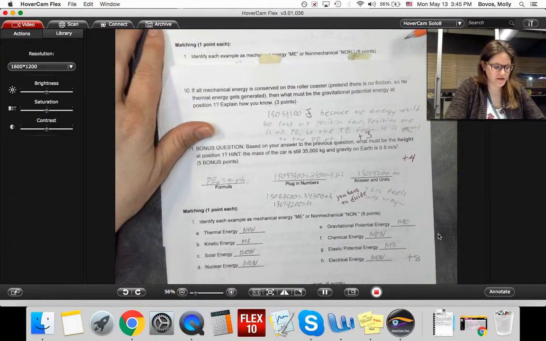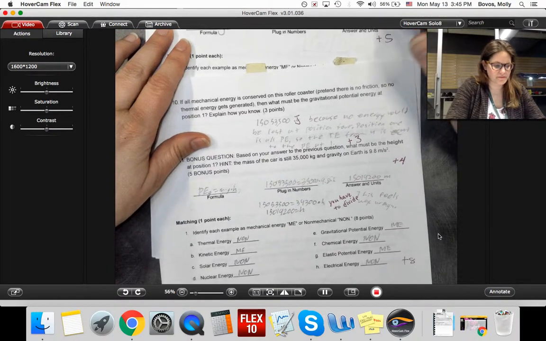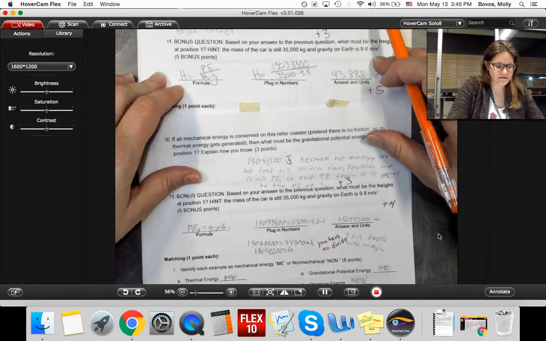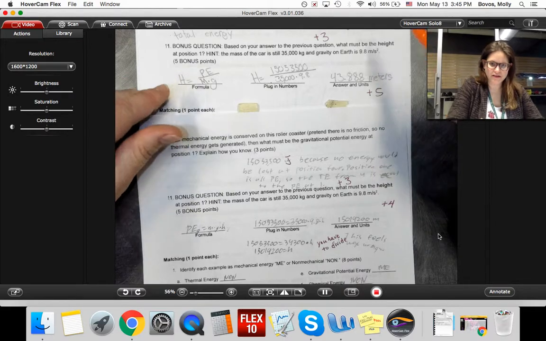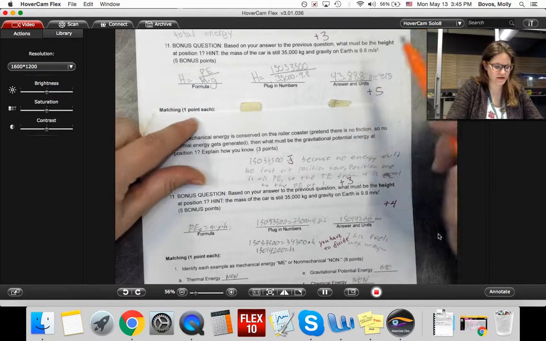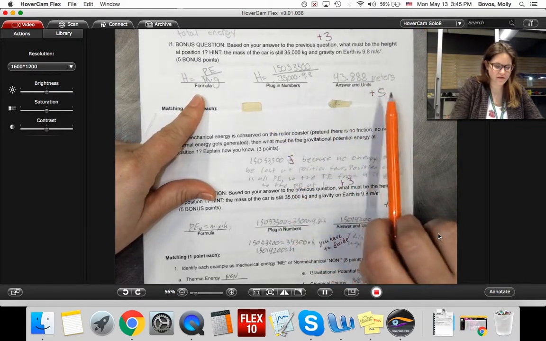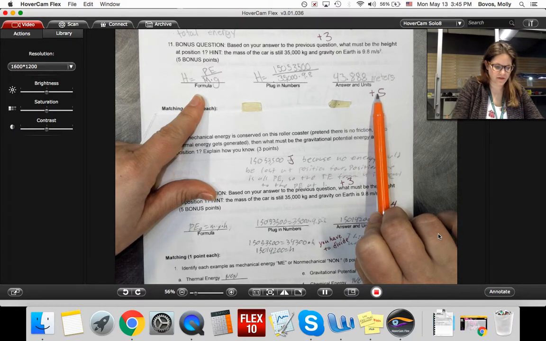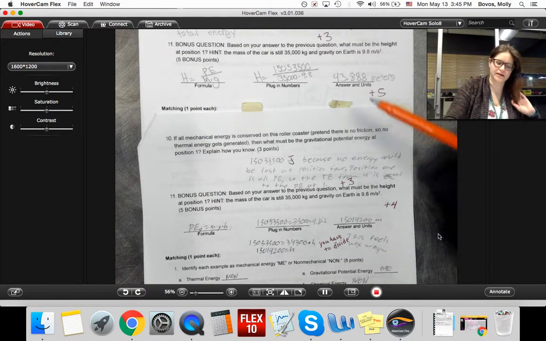In the second one, this is the bonus. Number 11 is the bonus. And so you may have tried it, and if you tried it, then I at least gave you 1 bonus point on there. If you actually solved it, then you got 5 bonus points, which we can see right here.